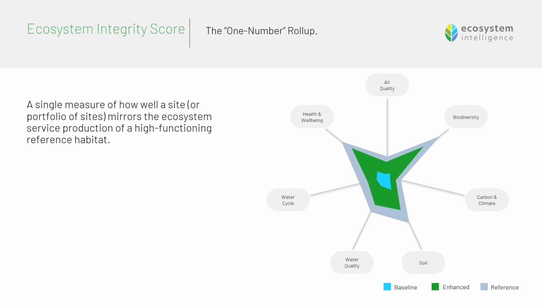The Ecosystem Integrity Score also encourages aligning performance across each of the 7 categories, not optimizing for one at the expense of others. It helps users spot the potential for unintended consequences.